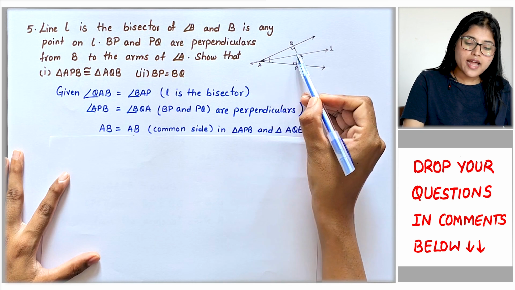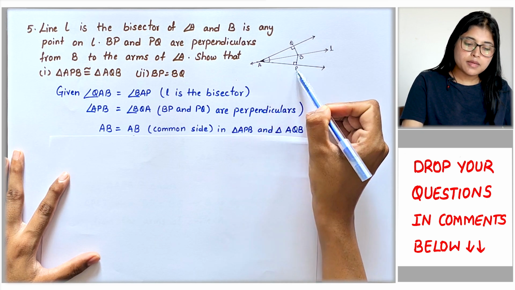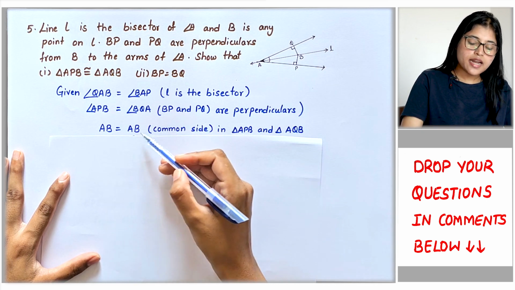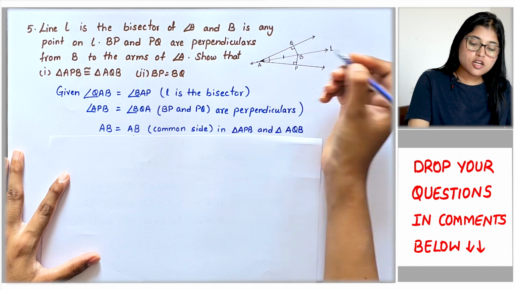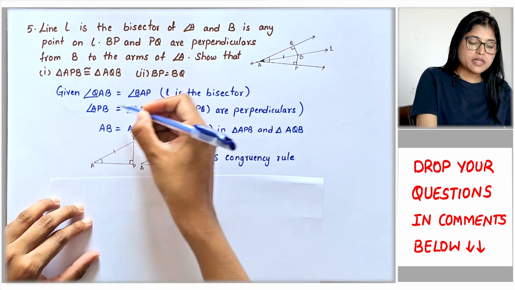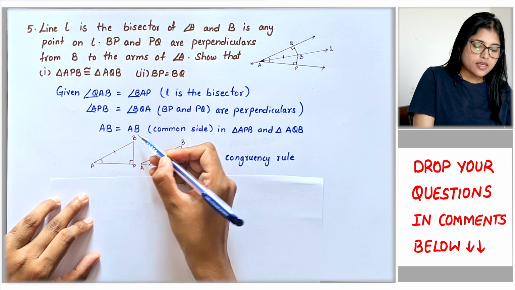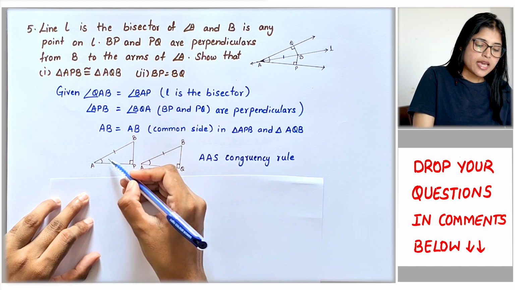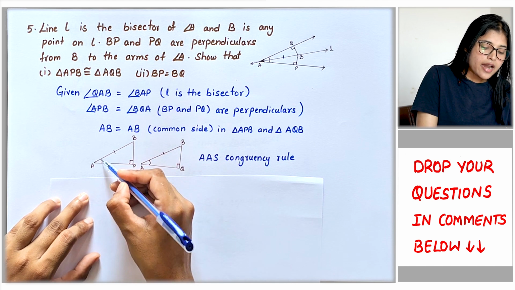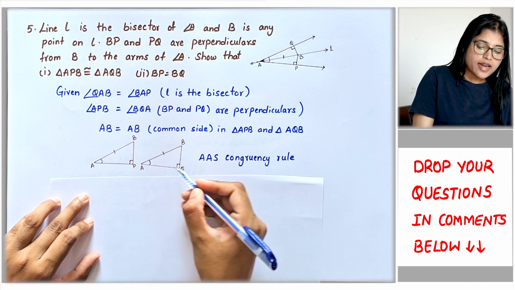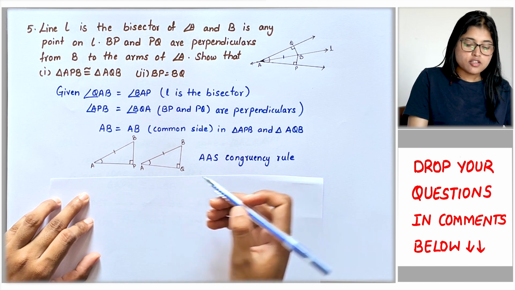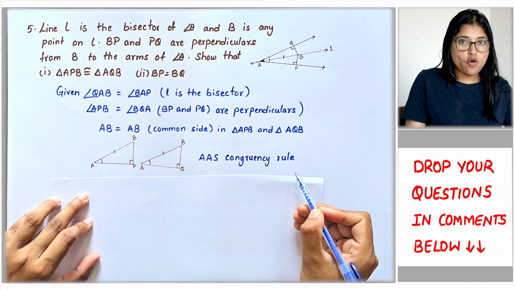Now in these two triangles ABQ and ABP, I can say AB and AB are equal because this is a common side. So in order to represent what we have just written here in the two triangles, APB and AQB, AB is equal to AB and angle A equals angle A and angle P equals angle Q. So this gives us the AAS congruency rule.